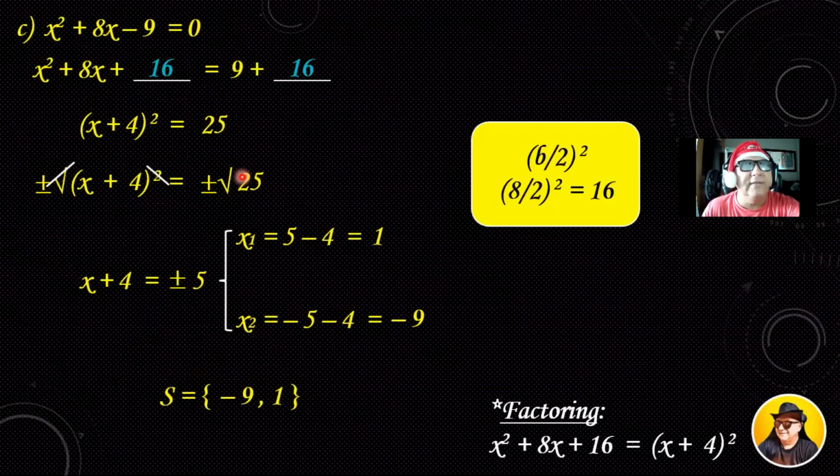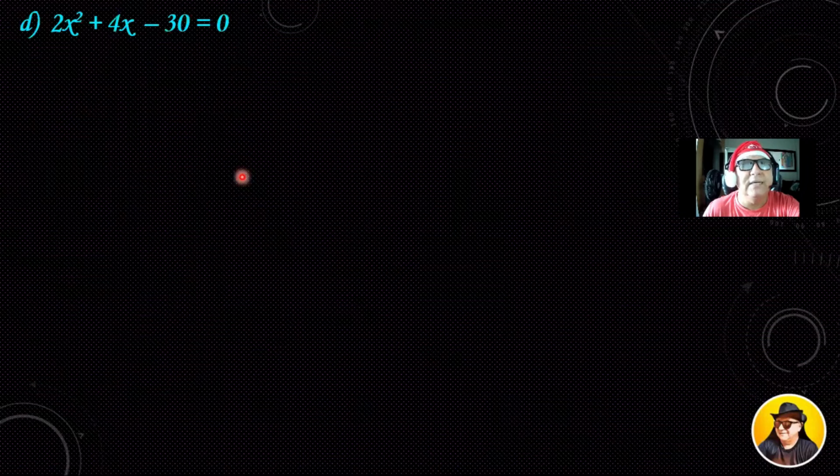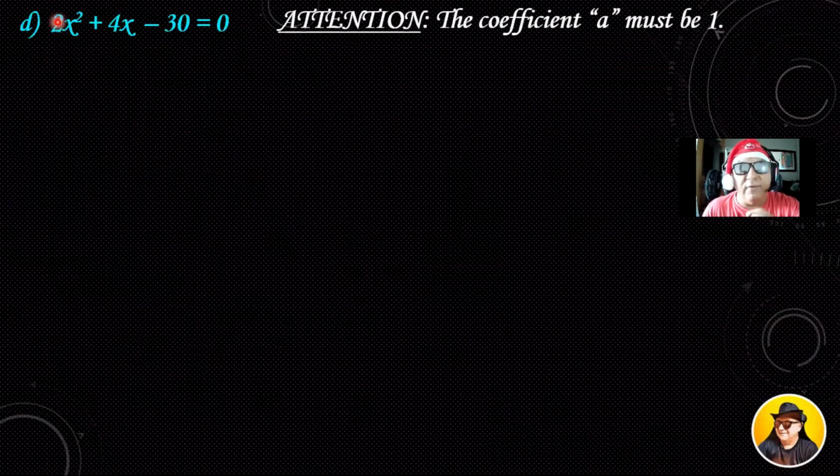Okay, now let's see our last question. Question D. 2x squared plus 4x minus 30 is 0. Well, we have a problem right here. The problem is that this A cannot be 2. Okay, see, attention. The coefficient A must be 1 all the time. So if I want to change this number 2 here, I have to divide the equation by 2.